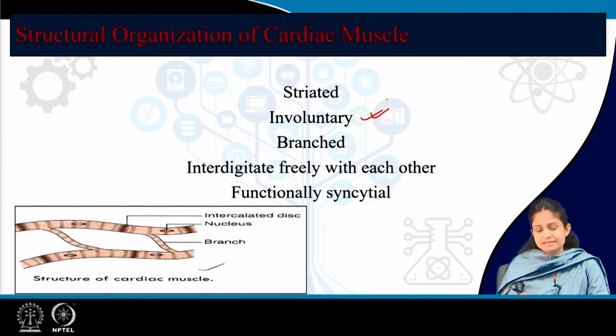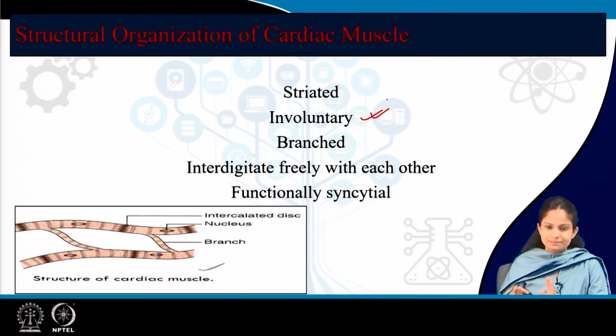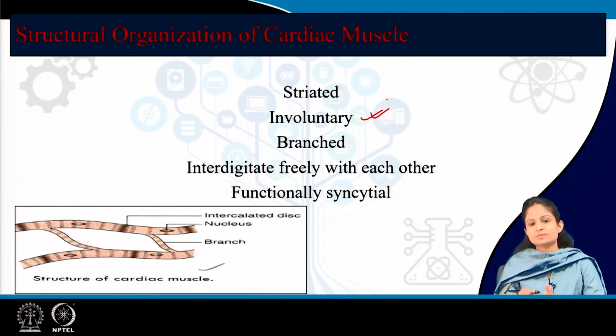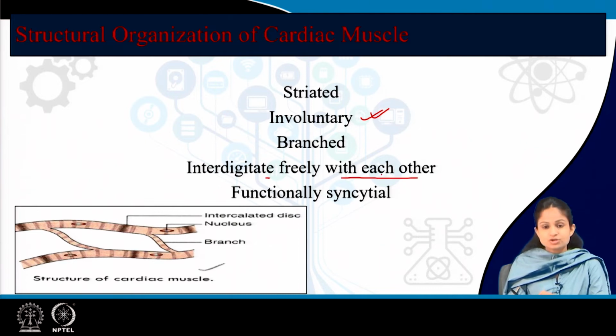Now, the main difference is the skeletal muscle fibers are enclosed in a closed loop and the muscle bundles are separated by the connective tissue, but that is not the case with the cardiac muscle. Cardiac muscles are branched, but they are interconnected with each other. There is interdigitations with each other, and that is mainly required for the functional syncytium mechanism which is seen in the cardiac muscle.